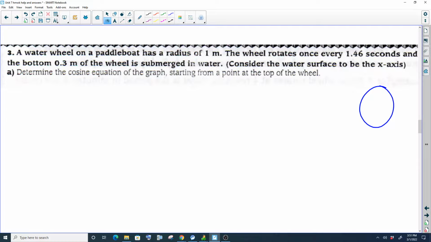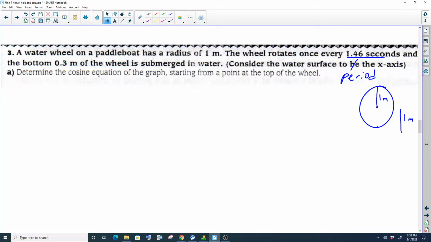So we go ahead and draw the center of the wheel, and you're going to do a radius of 1 meter. Also don't forget a radius of 1 meter this way. The wheel rotates once every 1.46 seconds. So that's actually going to be our period. 1.46 seconds is our period. That's good to know. And the bottom 0.3 meters of the wheel is submerged in water.